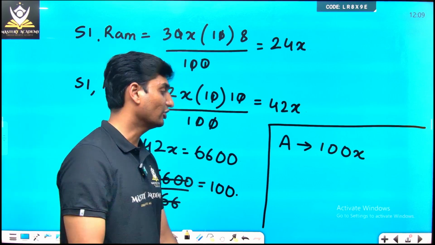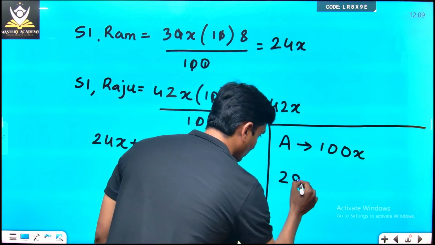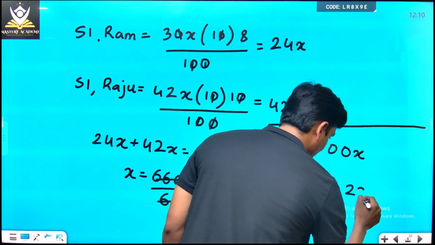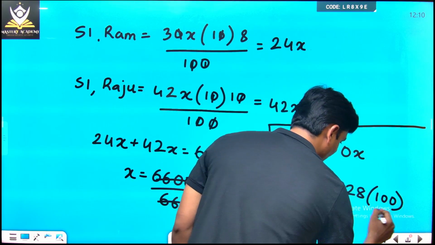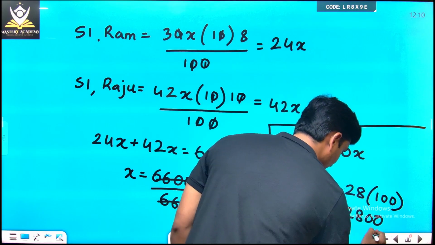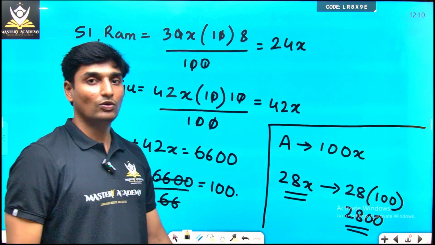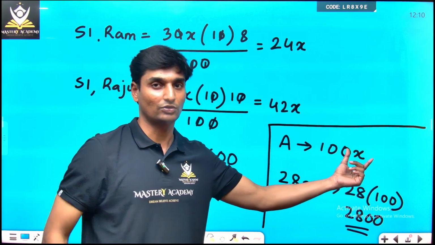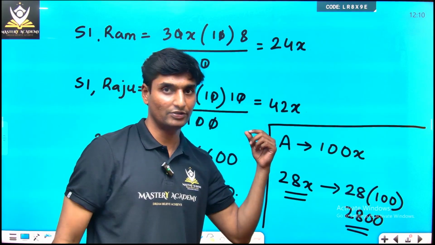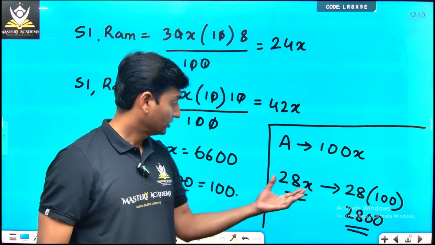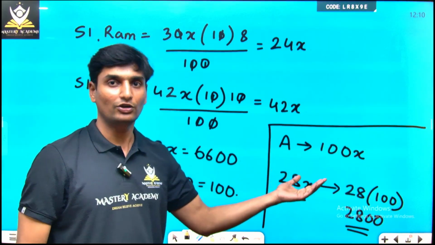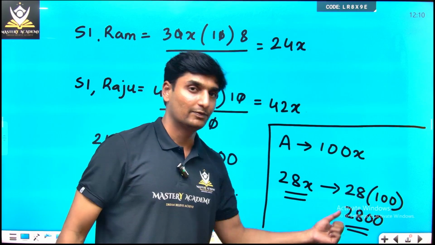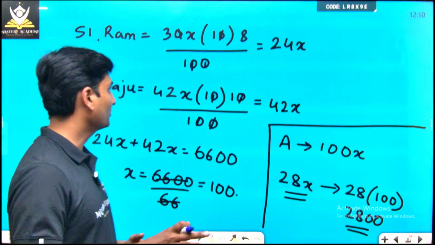But in the question they have asked us about the remaining amount. So what is the remaining amount? 28x, 28%. So 28 into 100, and that will turn out to be 2800. 2800 is the amount that was left with the person. So 10,000, 100 into 100, 10,000 total amount, 72 into 100, 7200 will be the amount that he gave to Mr. Ram and Raju. Remaining 28x was 2800 rupees. I hope it is clear, guys.